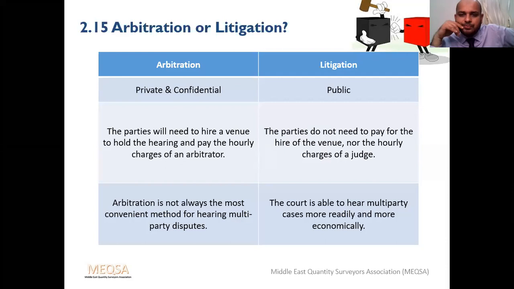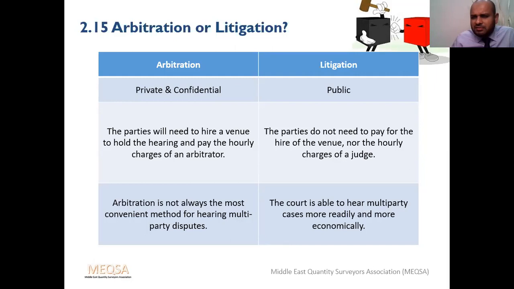It's so expensive. A party does not need to pay for the hiring of a venue in court because the courts are owned by the government. There will be very, very small charges, some 100 riyals. No heavy charges, as the court is paid from the government, so nothing to pay. There will be some small administration charges, 100 riyals, something like that.